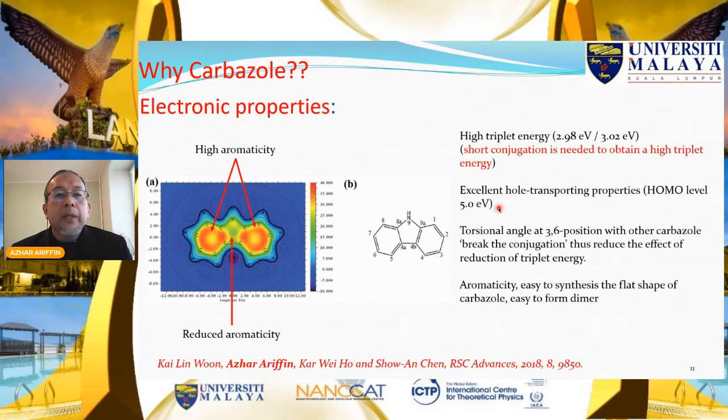On top of that, carbazole is an excellent hole transporting material, where the HOMO level is around minus 5.0 electron volt. Another property is that we can have a torsional angle when you introduce a substituent at position 3 and 6 here. And the aromaticity of the carbazole gives stability to the molecule that we synthesize. So this is in terms of the electronic properties: why carbazole is a good organic molecule candidate for making an OLED device.